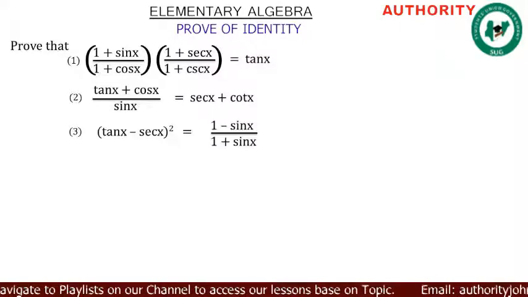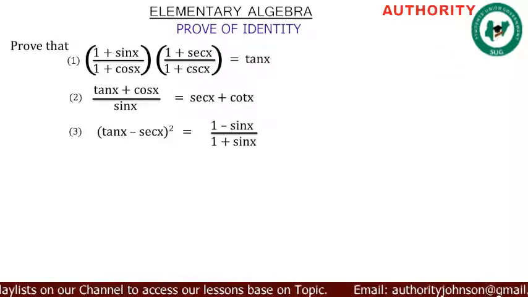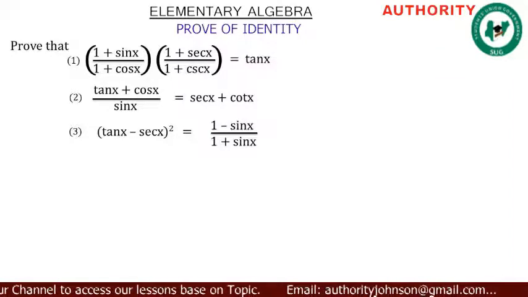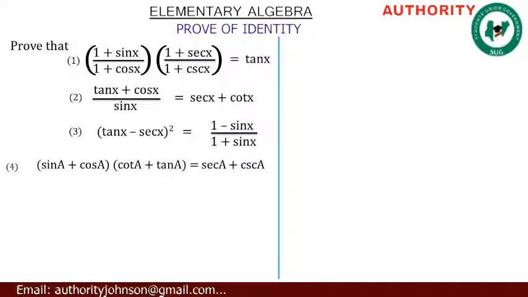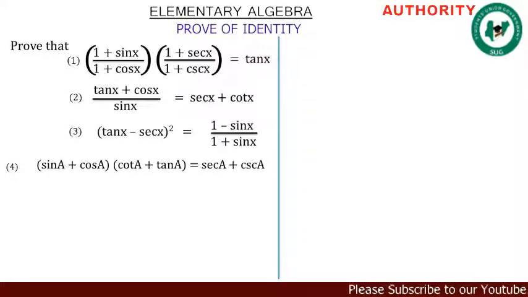Number 3, you should show that (tan x - sec x) squared is equal to (1 - sin x)/(1 + sin x). And then lastly, (sin a + cos a) times (cot a + tan a) is equal to sec a + cosec a.